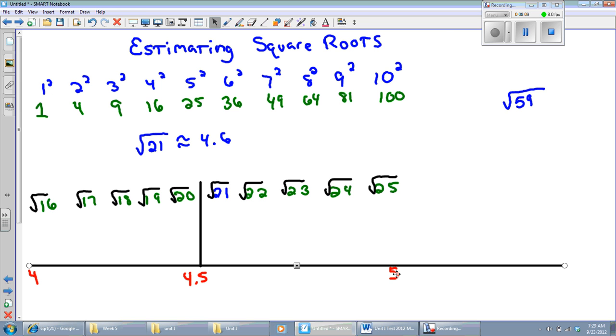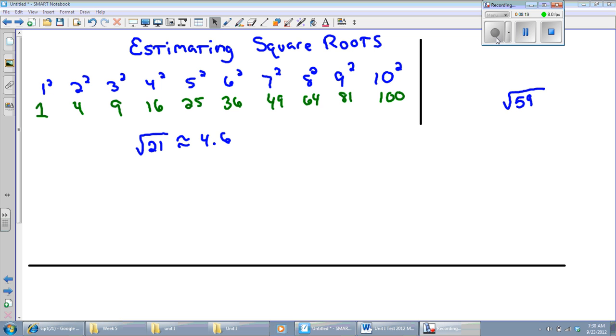And then you can check back with me and see what I get. So go ahead and do that. See if you can figure out the square root of 59. Okay, hopefully you figured it out on your own, but let's see my solution.